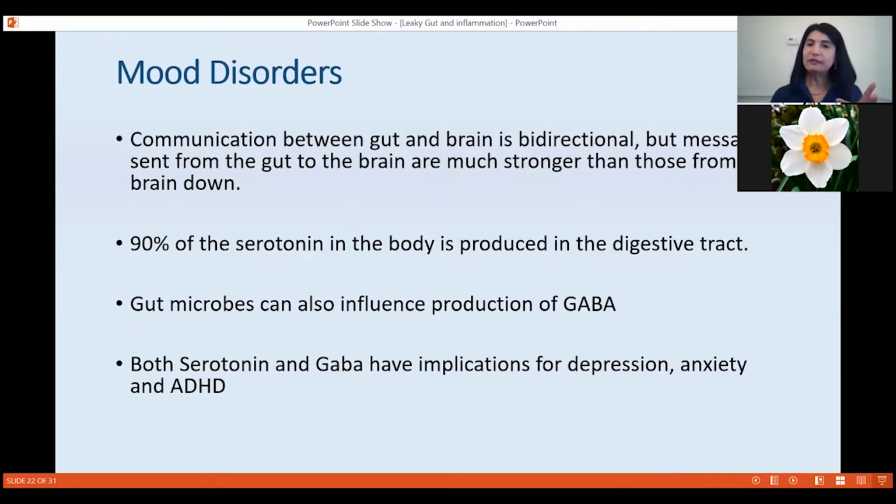The second neurotransmitter, which is very important in this regard, is GABA. GABA is what we call the calming neurotransmitter. It's the messenger which causes calm in the system. And we know that gut bacteria can directly affect the production of GABA. And so we know that both serotonin and GABA play a very important role in depression, anxiety, and ADHD.